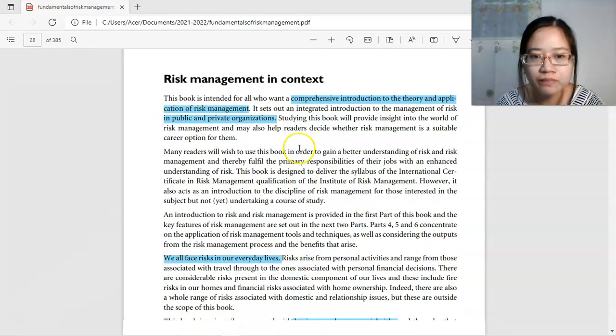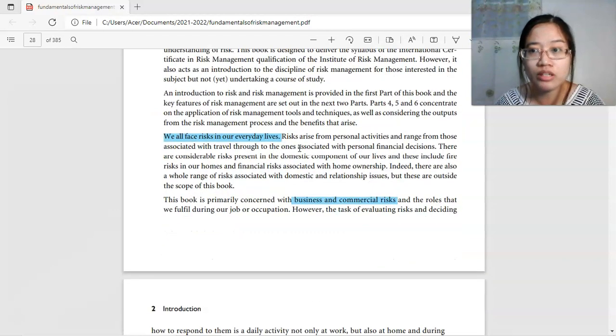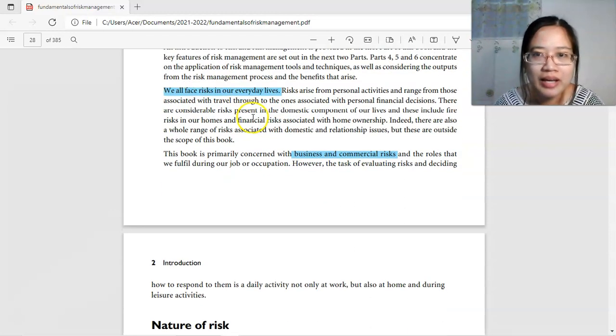So, dito sa book na to, kinlassify niya into 3 yung types of risk. Tapos, of course, meron pa rin naman siyang sub-classifications. Okay? So, mag-skip ako dito with regards kung saan lang may highlights. So, ito, sinabi dito, we all face risk in our everyday lives. Pwedeng personal activities, di ba, yung mga na-aksidente or kung ano man. Tapos, yung iba naman, pag nagta-travel, or pwede rin naman sa personal financial decisions natin, yung iba na-scam.